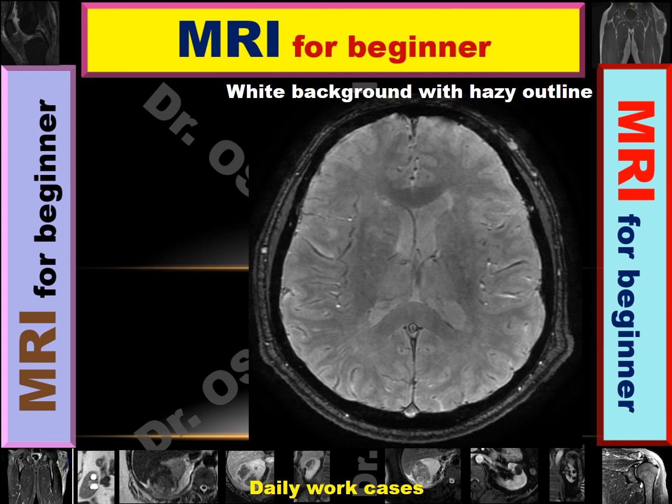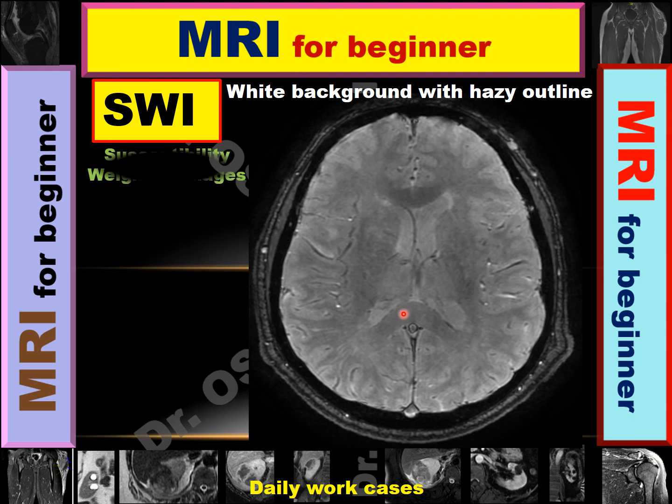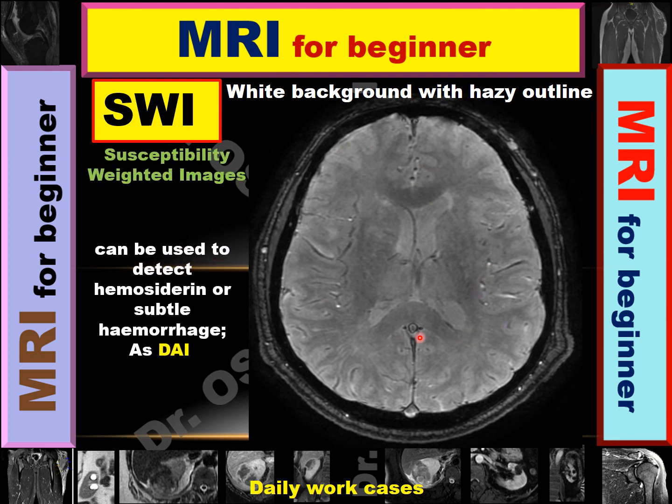White background with hazy outline representing susceptibility weighted image, SWI. This sequence can be used to detect hemosiderin or calcifications within the brain with high sensitivity, particularly in diffuse axonal injury.